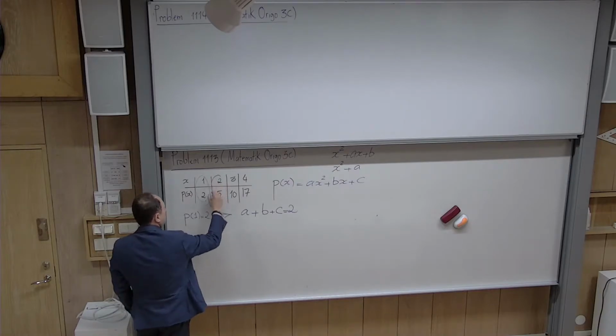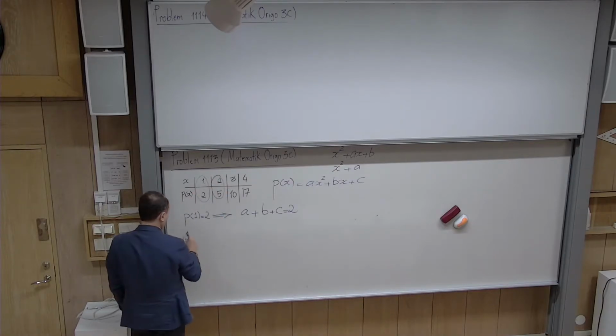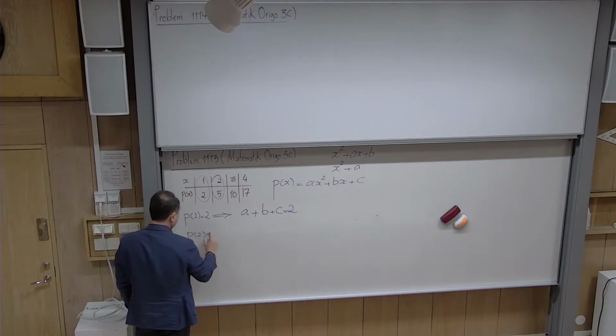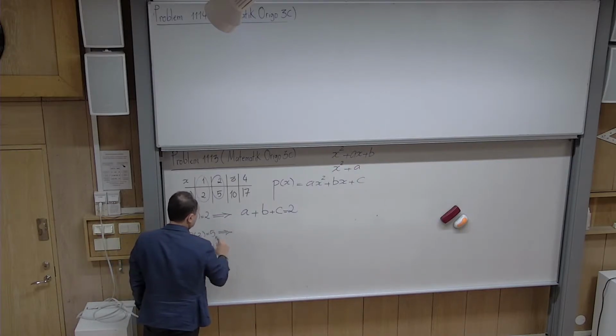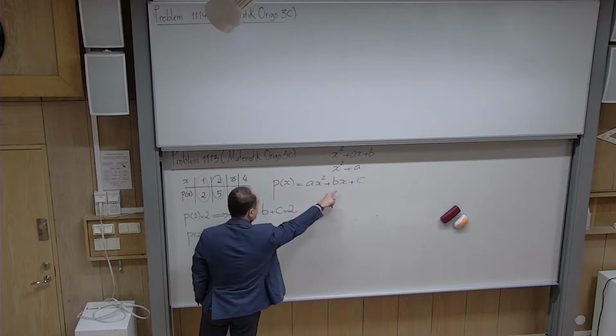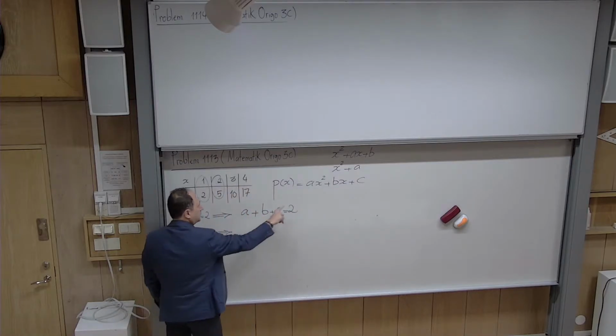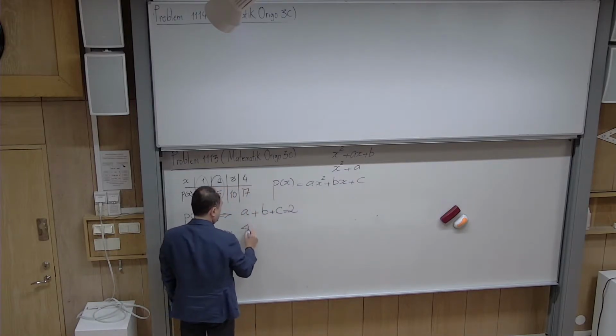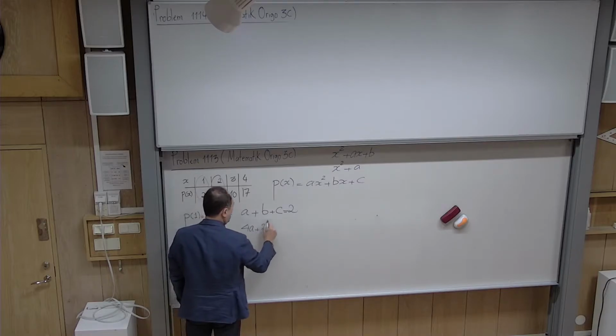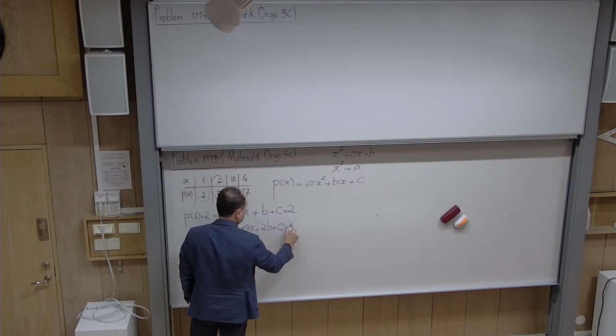Another piece of information is this table, this column. So it is p of 2 is 5. So what does this mean? This means that when I replace x with 2, the answer is supposed to be 5. If you replace x with 2, it becomes 4a plus 2b plus c is equal to 5.